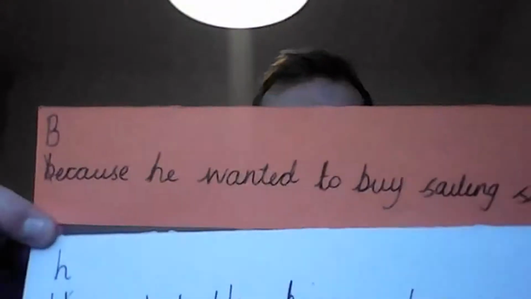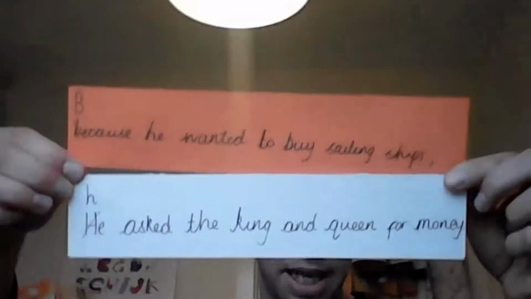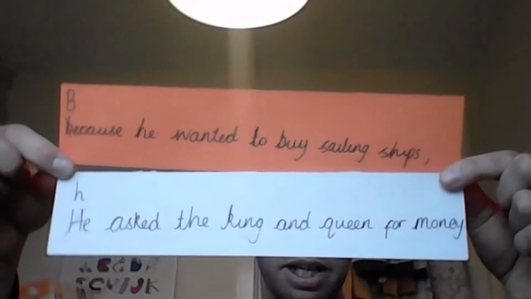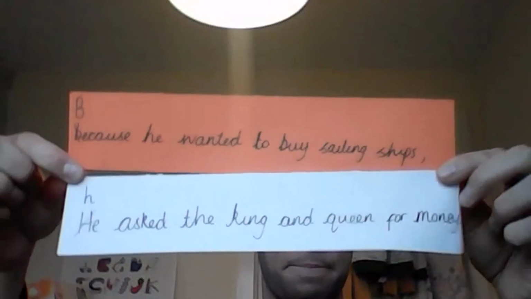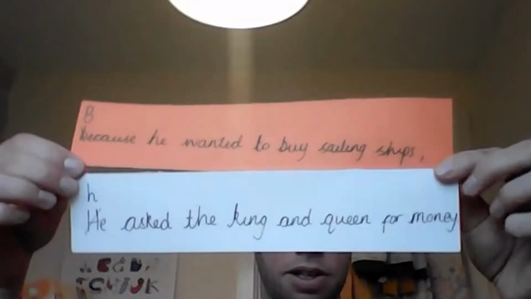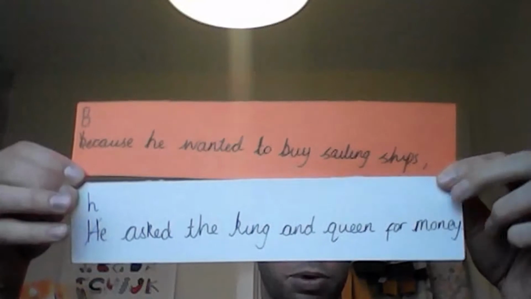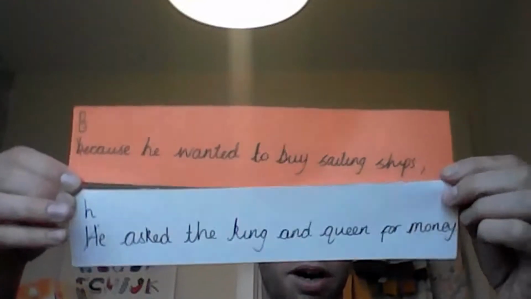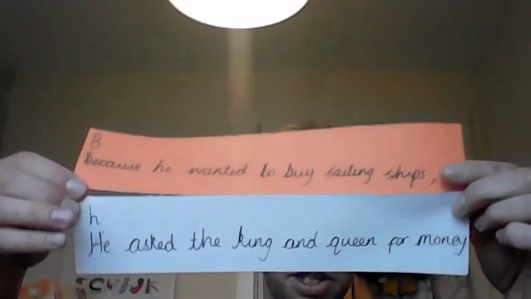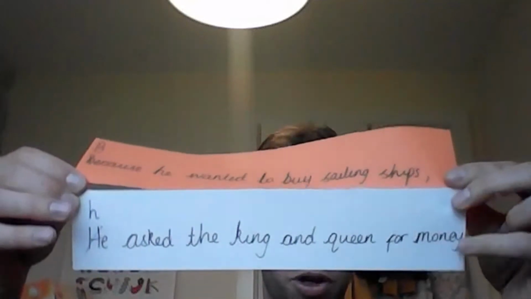Okay, let's check. Check my work. Is it okay? Because he wanted to buy sailing ships, he asked the king and queen for money. Got a capital at the end. I've got a lowercase to start off my main clause now, my independent clause. I've got my comma at the end of my subordinate clause. I've got my full stop after the word money. I think that makes sense.